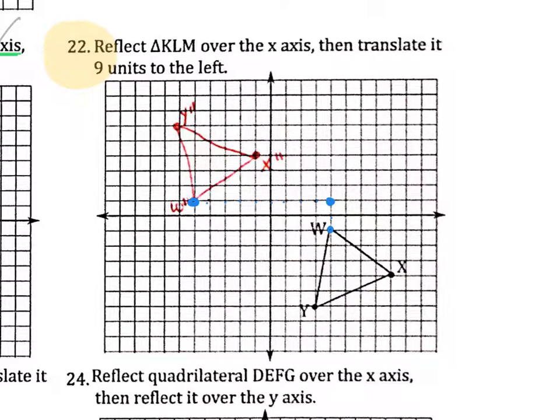All right, same for the X. X is 4 away from the x-axis. 1, 2, 3, 4 away. And then 9 to the left. 2, 3, 4, 5, 7, 8, 9. All right, and then the same with the Y. I'm going to count to the x-axis, which I think is 6. So 6 up here. And then I'm going to count 9 to the left, which is going to get me there.